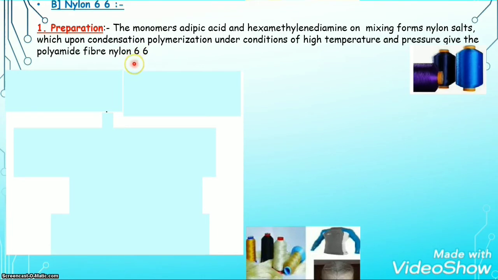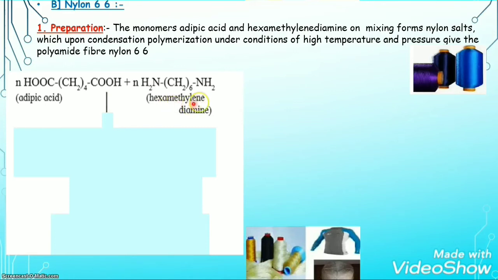Let us discuss the chemical reaction of nylon 6,6. Here we are using monomers adipic acid and hexamethylene diamine for the preparation of nylon 6,6. The structure of adipic acid is COOH, CH2 4 times and COOH. The structure of hexamethylene diamine is NH2, CH2 6 times, NH2. Hexamethylene means 6 times CH2 and diamine means 2 NH2 groups are there in the hexamethylene diamine.